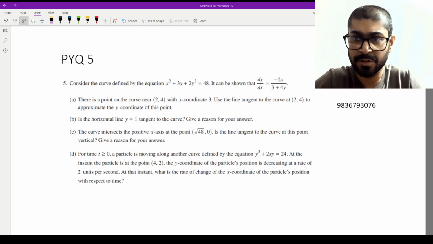Hello everyone, welcome back to the solutions for the past year questions of the AP Calculus AB exam. These are the free response questions from 2024 and we are at question 5.